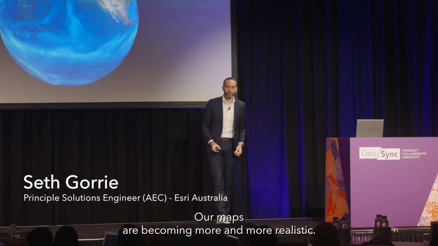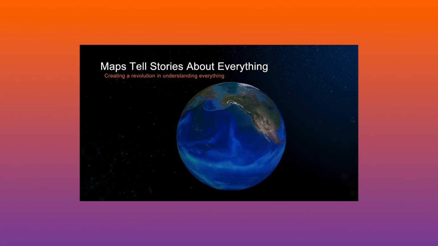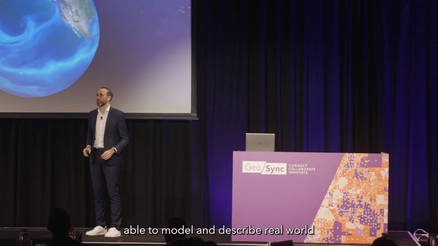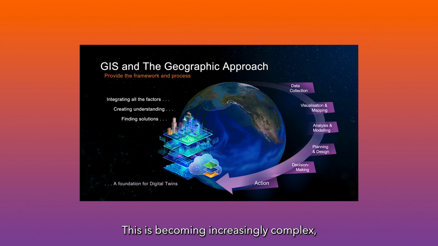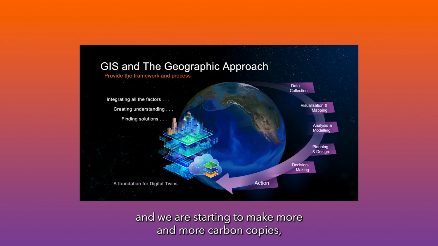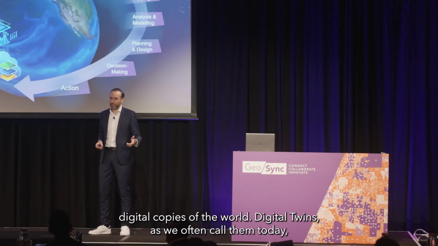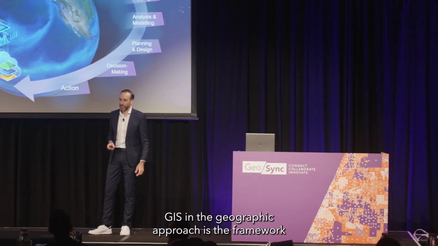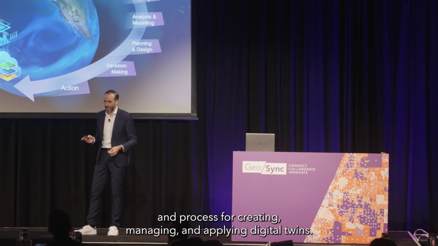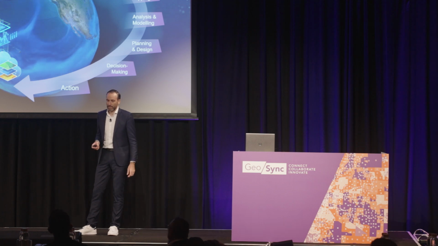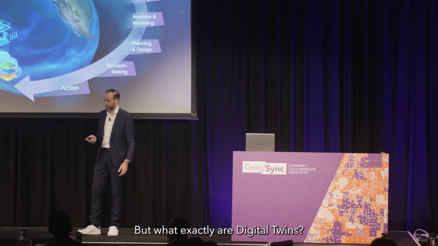Our maps are becoming more and more realistic, but they're also true images of reality, able to model and describe real-world relationships. This is becoming increasingly complex, and we are starting to make more and more carbon copies, digital copies of the world. Digital twins, as we often call them today. GIS and the geographic approach is the framework and process for creating, managing, and applying digital twins. This is improving how we collaborate, but what exactly are digital twins?